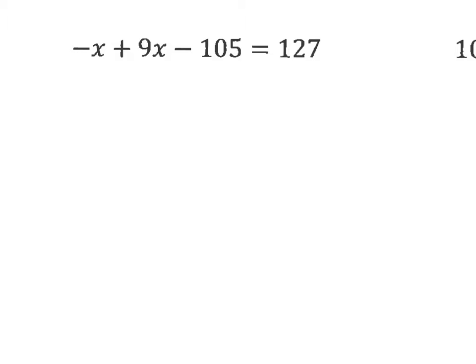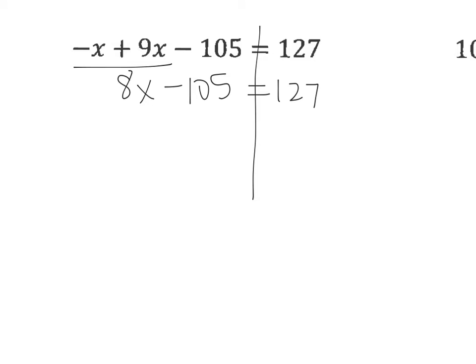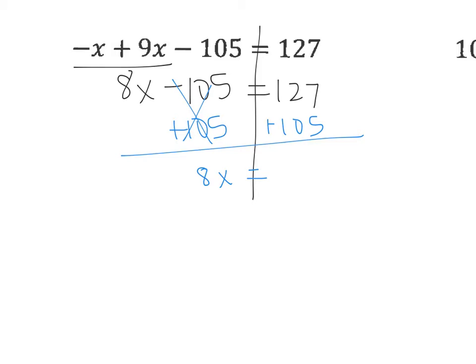Okay, taking a look at the next example here, I'm going to combine my like terms of negative x plus 9x, and that will give me 8x minus 105 equals 127. Now I can perform the inverse operation of adding 105 to both sides, and I'm left with 8x equals, and 127 plus 105 is 232. Now the last step would be to isolate x, so I will divide by 8. And 232 divided by 8 is 29.